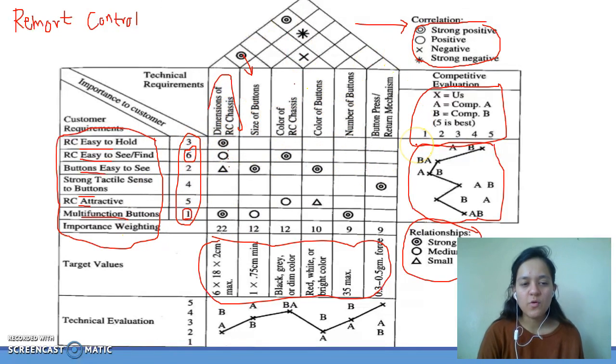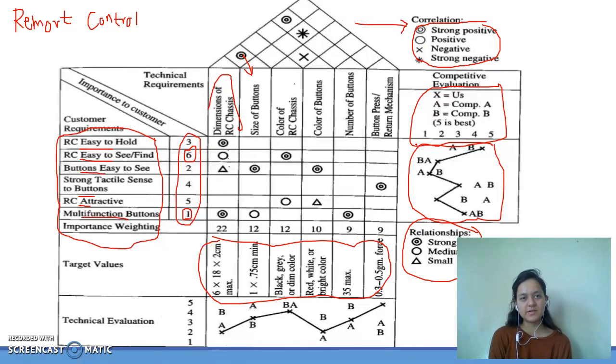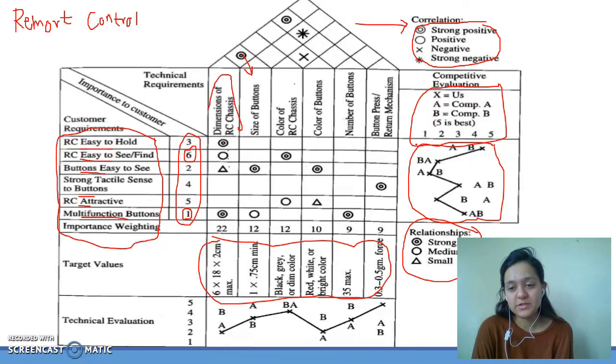Alright, so I hope you guys understood the example very well, because it's very easy to understand and to make sense out of it. And I really hope that this video was of help to you guys.